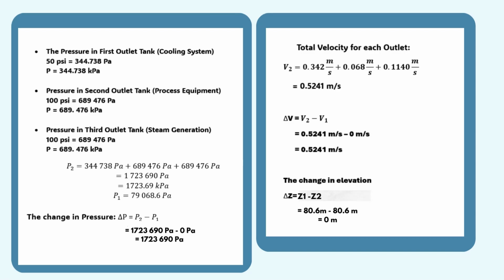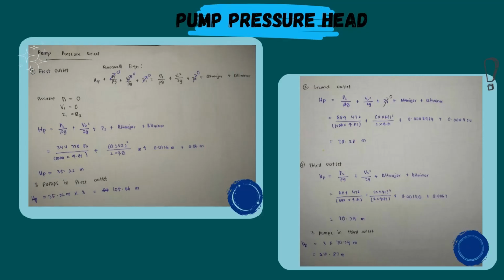To calculate the pump pressure head, we use the Bernoulli equation given, which is HP plus P1 over rho G plus V1 squared over 2G plus Z1 equals P2 over rho G plus V2 squared over 2G plus Z2 plus delta H major plus delta H minor. And we assume that P1 and V1 are 0, and the elevation for both tanks is the same, so we assume it is negligible. So we got HP equals P2 over rho G plus V2 squared over 2G plus delta H major plus delta H minor.